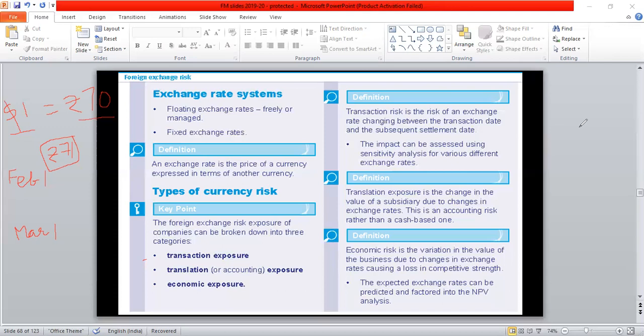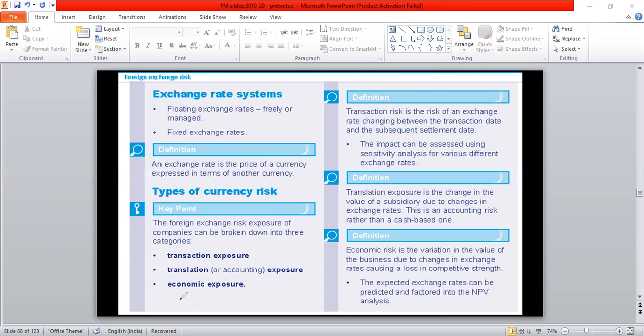We have three different things. I will explain that, and then let's try to understand what these three different types of risk are. The first one is transaction risk, the second one is translation risk, and the third one is economic exposure. Transaction, because they are transacting. What do we call transacting? Transaction is buying and selling, because they are exchanging.